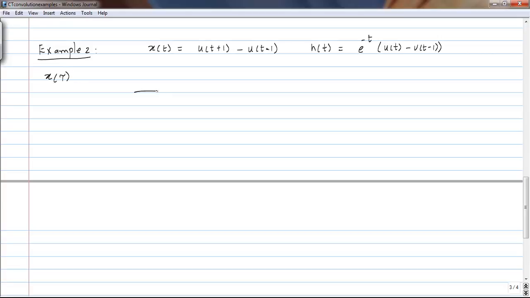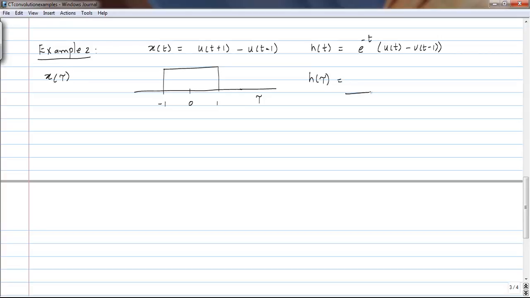So we have x of tau, which is a signal, if I were to sketch it, it looks like this, right? Because u of t plus 1 is a function that would have been 1 for all values of t greater than minus 1, and u of t minus 1 is a function that is 1 for all values of t greater than 1. So when I subtract the two, for all values of tau greater than 1, x of tau is going to be 0. Okay. And how about h of tau?